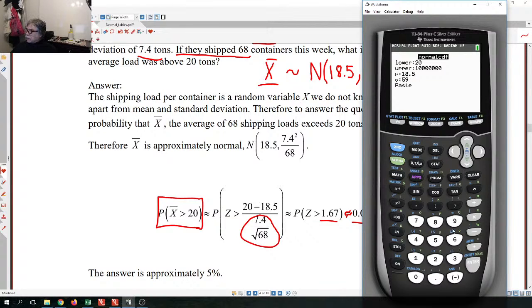And the standard deviation is 7.4 divided by the radical of 68. Even if I don't know what that is, I can put it in the calculator. The calculator will do the calculation. So it's right here. I was already doing that here. And finally, I need to do the call for the instruction in the calculator. And the calculator says 4.7%.